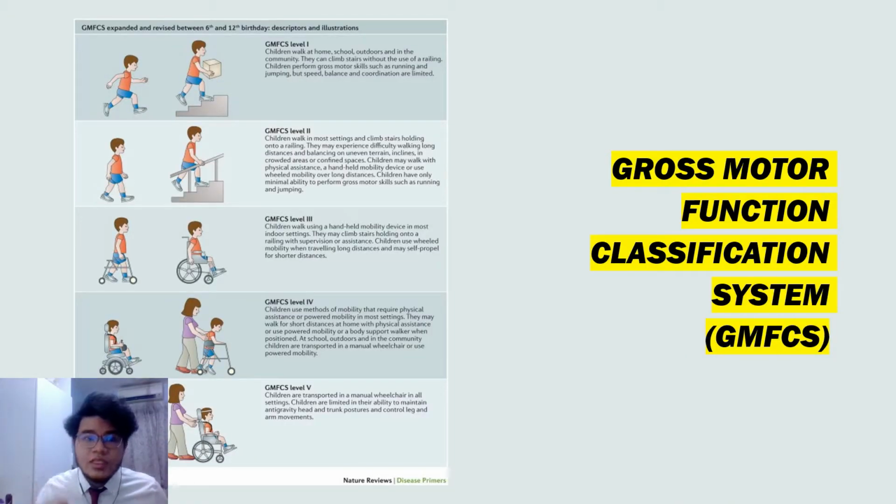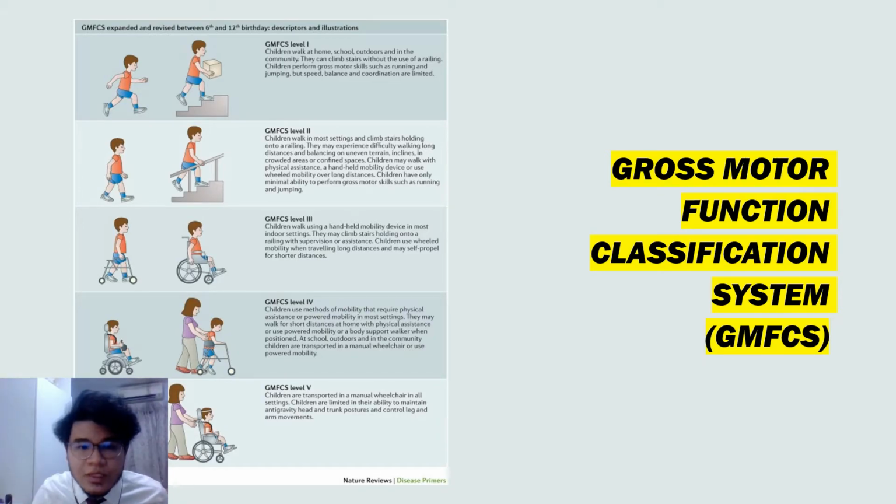Alright, so for GMFCS level 1, we can see the children can walk at home, school, and outdoors, and so on. Basically, they can do things like normal children, but it is a tiny bit limited, though they can still do it. Alright, so for GMFCS level 2, the children can walk, but they need to hold onto the rail, and when walking long distances, they cannot do it. Okay, they may experience some trouble when doing long distances.